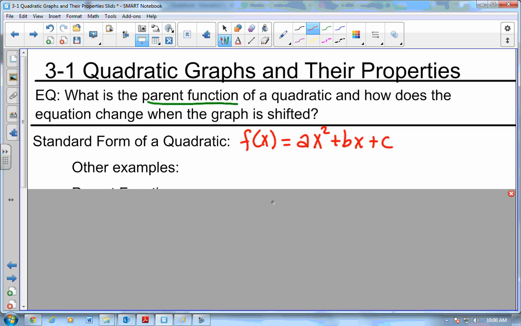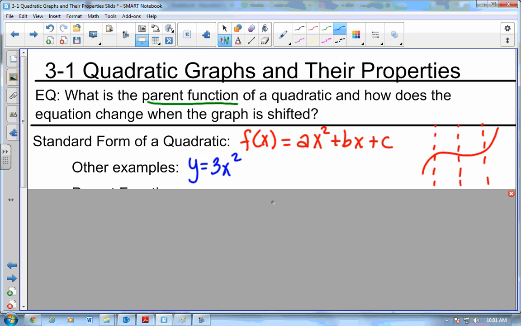Probably not. Okay, so we know it's a function as long as the vertical line test holds: each x can only have one y. So when I say f of x, that's telling us it is a function, but sometimes we also write y. I could write an example of a quadratic like this, y equals 3x squared, and that's the same thing as f of x equals 3x squared. That's an example of a quadratic, because the highest exponent is a 2.